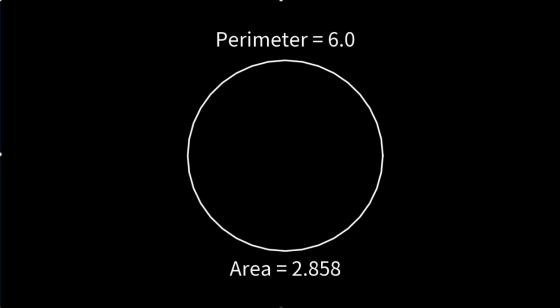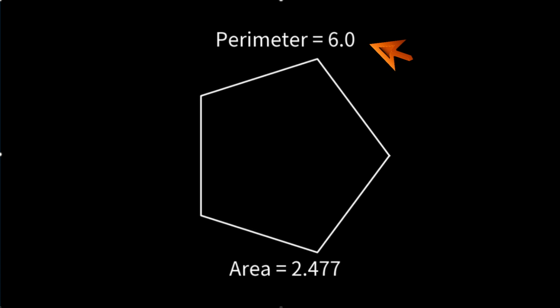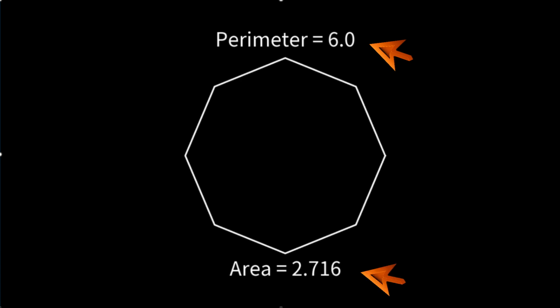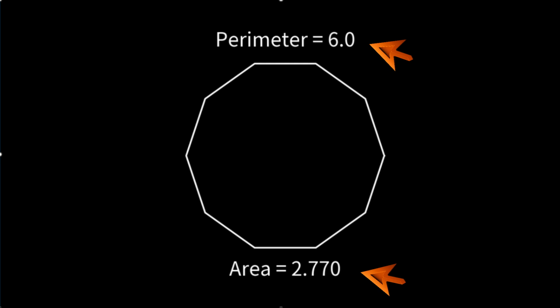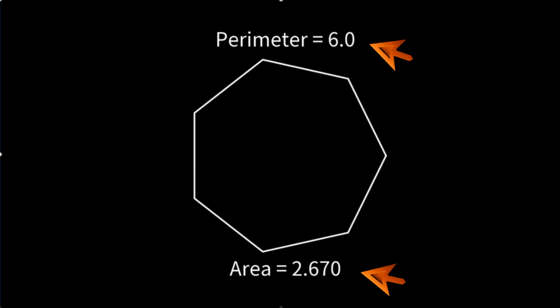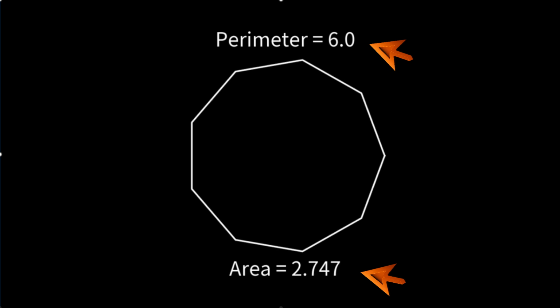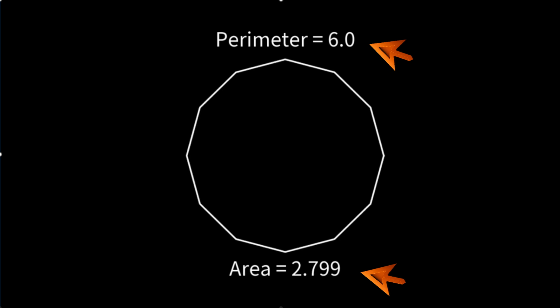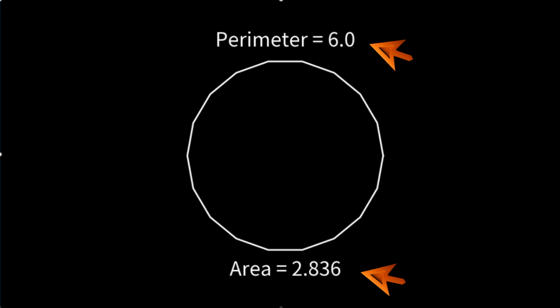Another important observation is that for a given perimeter, the more sides a shape has, the larger the surface area it encloses. For example, a regular pentagon encloses more area than a square with the same perimeter. A regular hexagon encloses slightly more area than a regular pentagon, and this pattern continues as the number of sides increases. In the limit, as the number of sides becomes infinite, the shape approaches a circle.